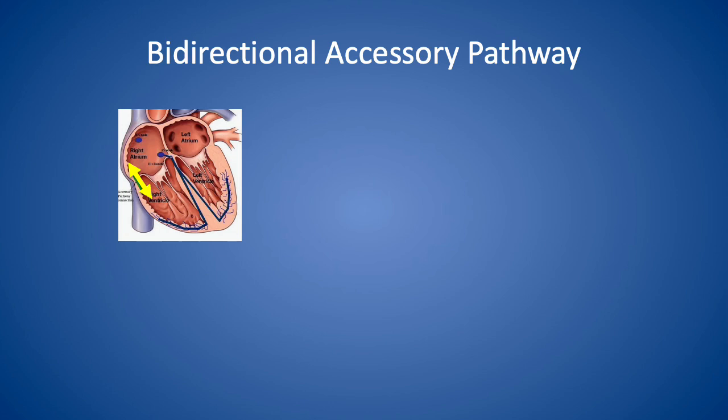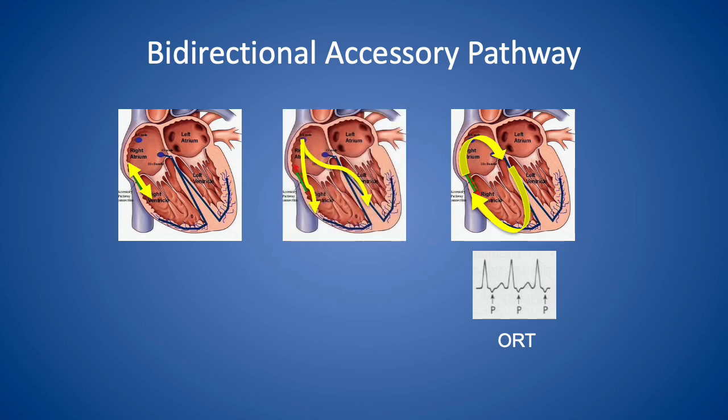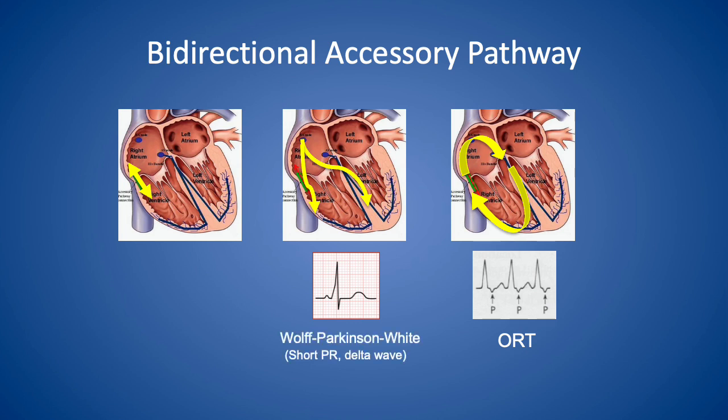However, accessory pathways can be bidirectional. And so if it's unidirectional, it's an ORT. But if it's bidirectional, and let's say you have a SA node that's conducting through the AV node, but then also integrate through that accessory pathway, what you see is a widened QRS and a shortened PR interval. And so this is what would also be known as Wolff-Parkinson-White.